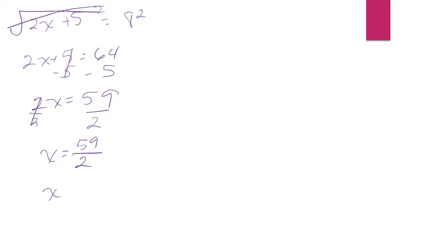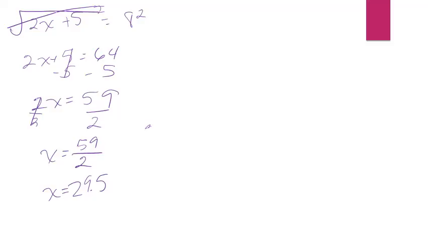If we wanted to put it in decimal form, it would equal, let's see, 29.5. But we don't have to do that. We can leave it in radical form. We can do either way. It doesn't matter. We do have to check it, so you may prefer to put it in decimal form.